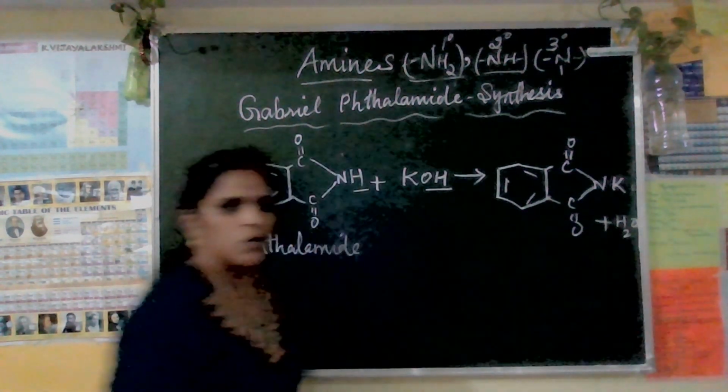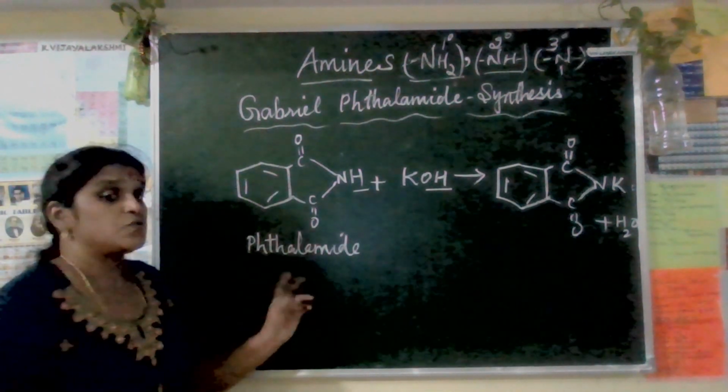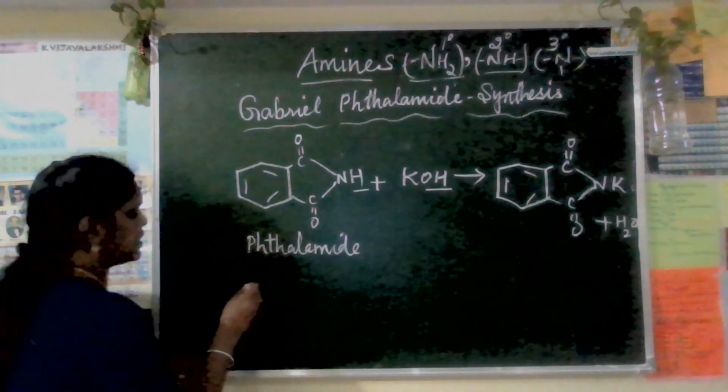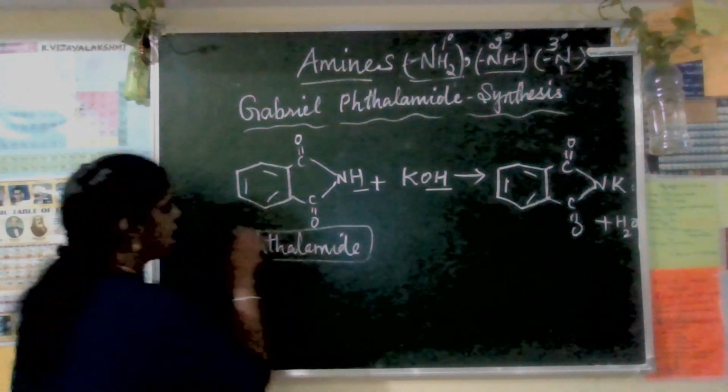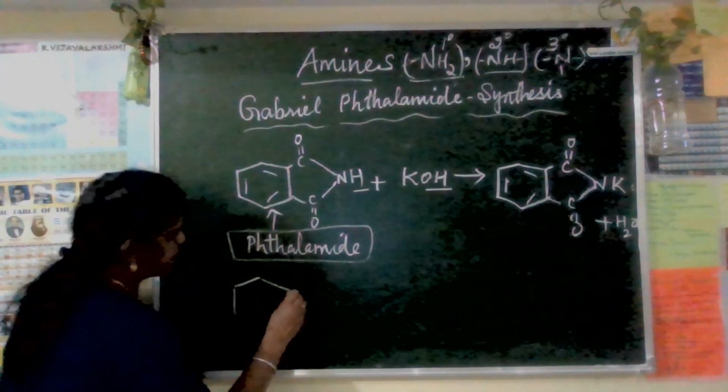Okay. Now this hydrogen and this OH combine to form H2O. Got it? Okay. Now this again reacts with methyl halide. Okay. Now this is phthalimide. This one. Okay. Now the next one, potassium phthalimide.